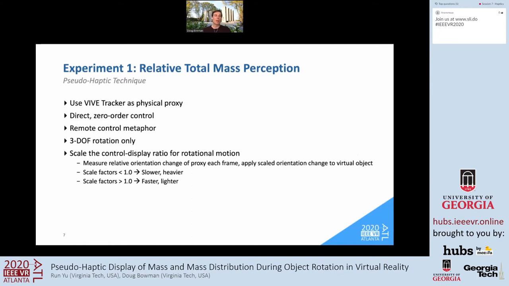And we hypothesized that that would lead to a perception that the object was heavier. Or the scale factor could be greater than one, in which case it moved faster, and we would expect people to perceive the object as being lighter.